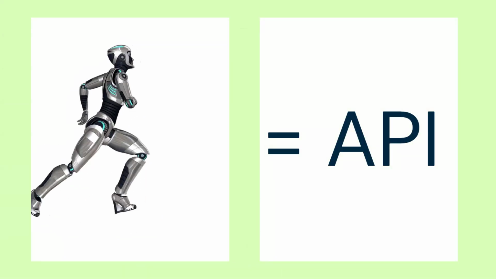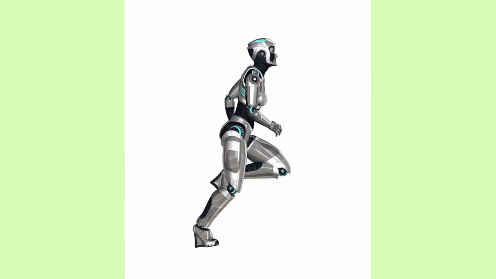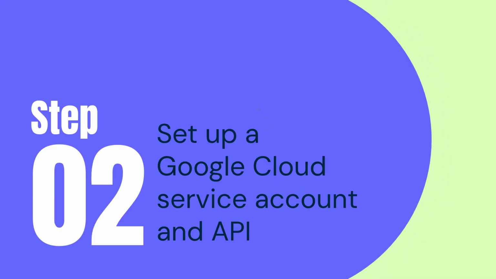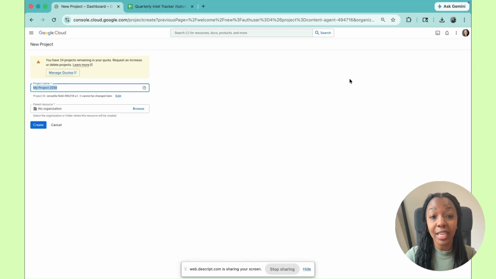Think of what we're doing here as creating a robot email address, a dedicated account that gives our Python script permission to write to Google Sheets without you having to log in every time. That's it. That's all this is. Go to console.cloud.google.com. Sign in and create a new project. Call it Intel Tracker. Hit Create.